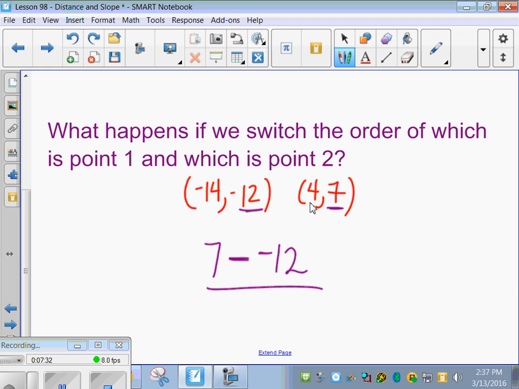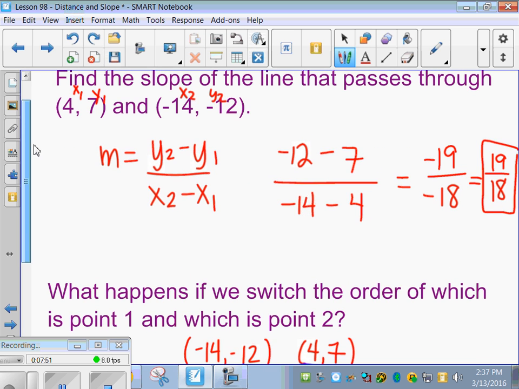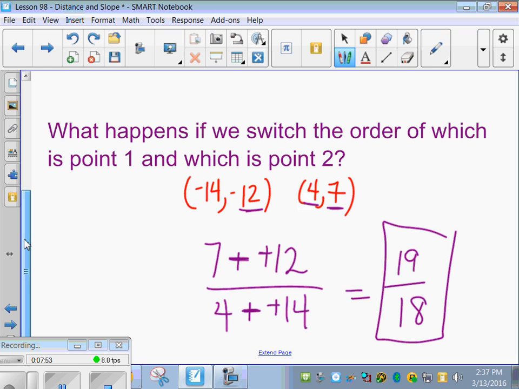Then it's the x2 minus the x1. So the second x is 4, a minus from the equation, and we're subtracting negative 14. So these change to plus, and we get 19. A double negative here is going to change to a plus, and we get 18. So it does not matter the order of the points, but you need to be consistent. So if you're going to do this one minus this one, then you have to do this one minus this one.